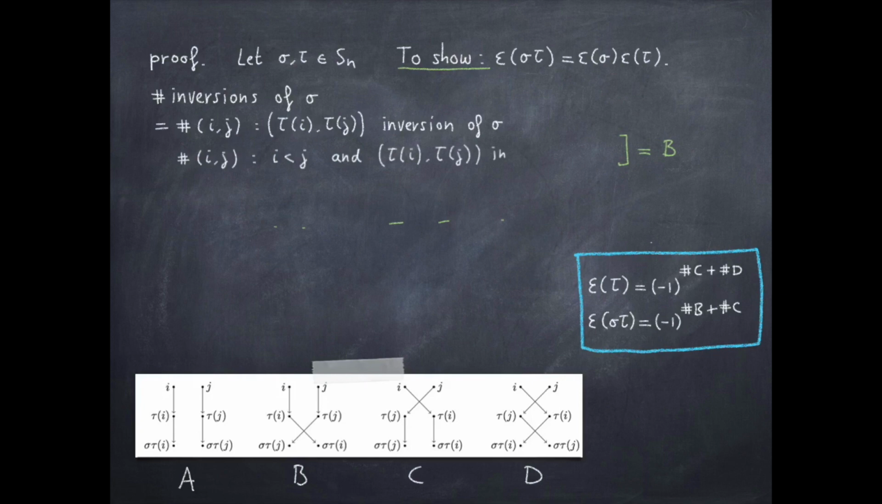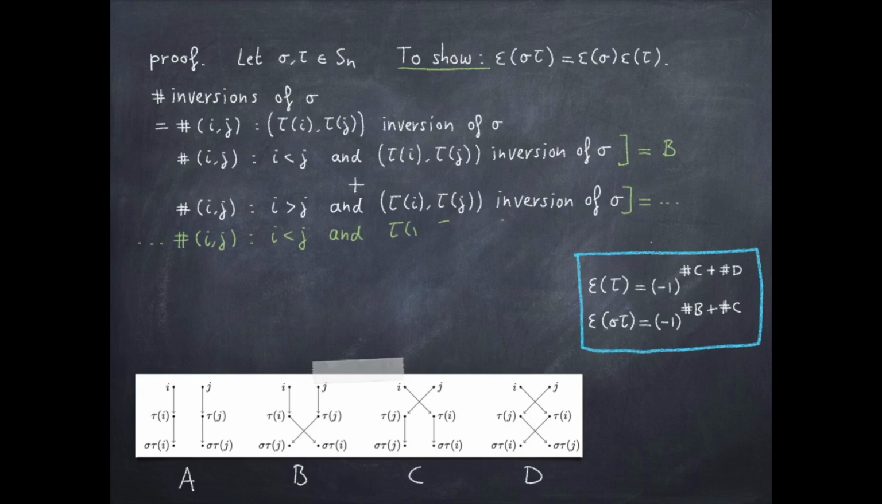If we consider the pairs tau i, tau j that are an inversion of sigma, then there are two possibilities. Either i is smaller than j or i is bigger than j. The pairs of the first form, that is, i is smaller than j and tau i, tau j is an inversion of sigma, are precisely the pairs that are in the set B. The pairs of the other type, that is, i is bigger than j and tau i, tau j an inversion of sigma, exactly correspond to the elements of D if we swap the elements i and j.